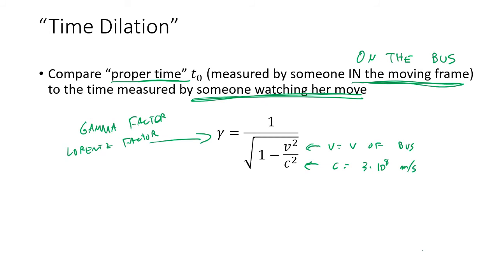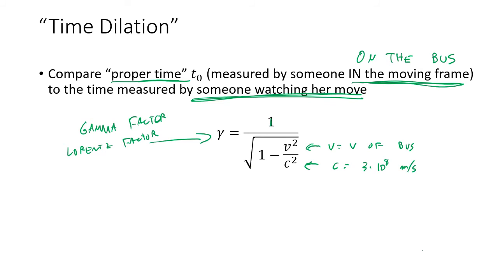So you can see if v is a very small number, if the bus is only moving 1 meter per second, then this is a very small number, 1 divided by 3 times 10 to the 8th, and then I square it, it's tiny. So if this is tiny, then 1 minus this is basically 1, and the square root of 1 is basically 1, so that's 1 divided by 1. The gamma factor is almost exactly 1 if your velocity is small.